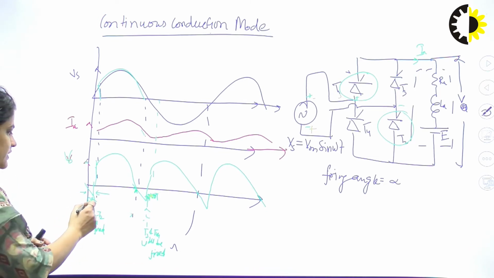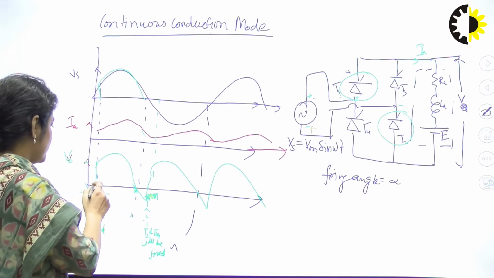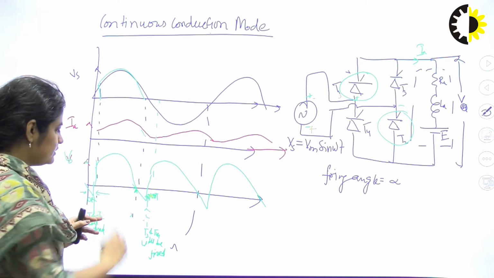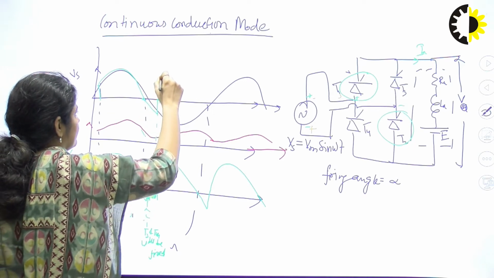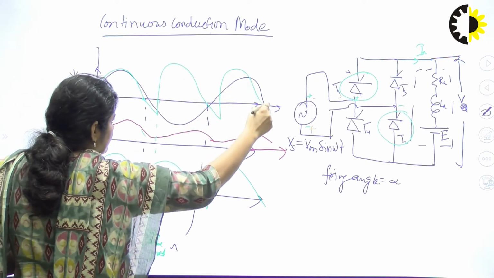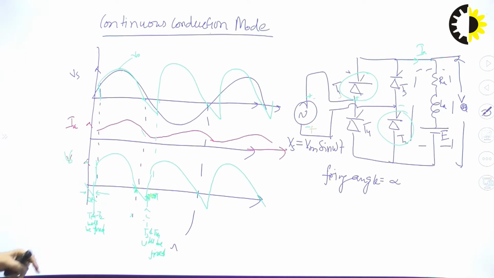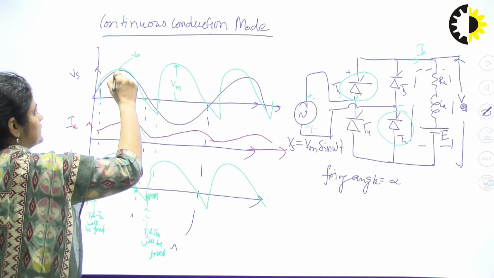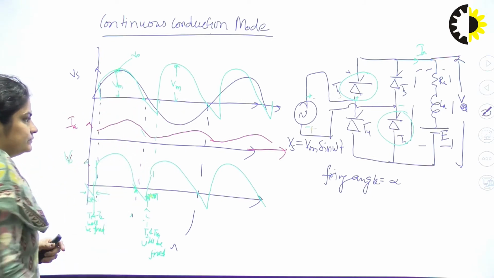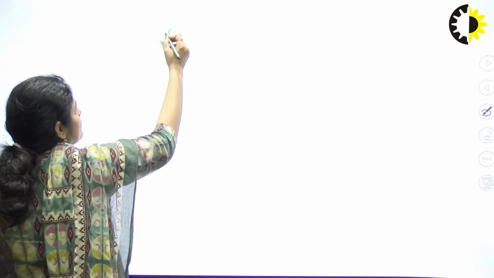From alpha to pi plus alpha, you can easily find the average value, because during alpha to pi plus alpha you are getting the voltage equal to the VM voltage. This is your V0, this is VM. Now the average value of V0 can be found out.